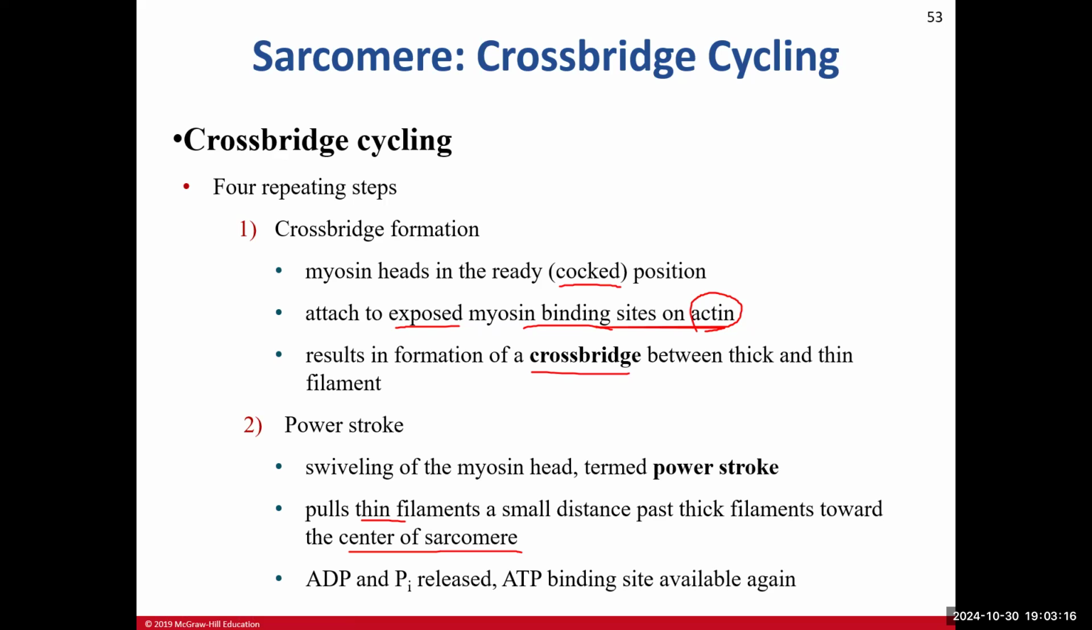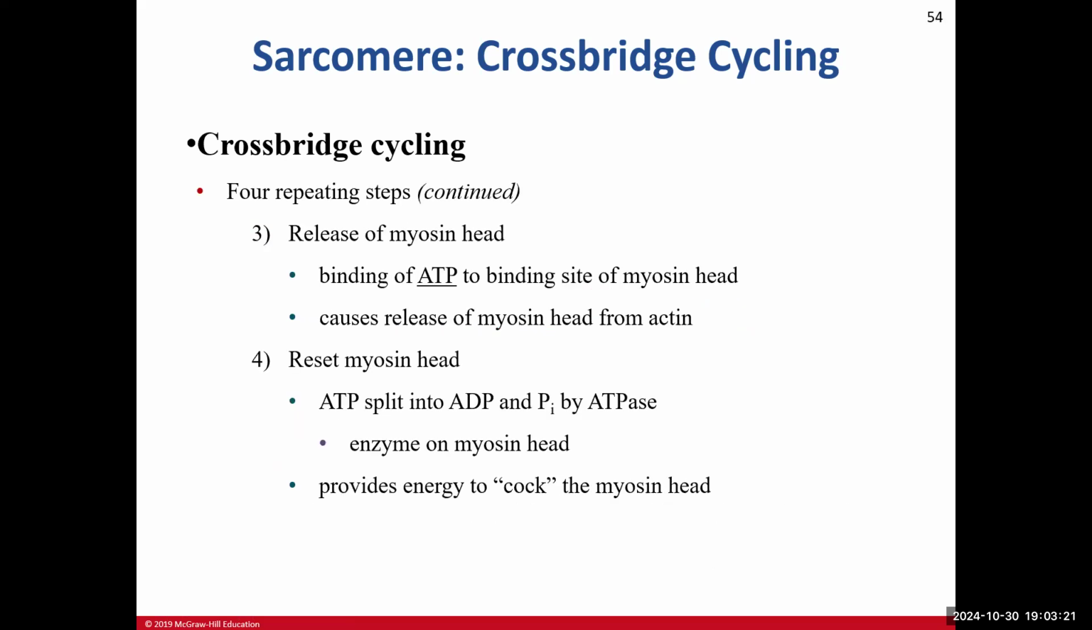Here's where it's significant about ATP. We need ATP to give us the energy to detach the myosin globular head from the actin. So we call that the release. So once ATP binds onto that available ATP binding site on myosin, it causes the globular head of myosin to disconnect or release from actin.